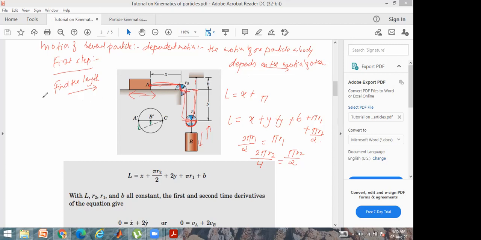Since I can write L equals x plus pi r2 by 2 plus 2y, y plus y, 2y plus pi r1 plus b. Now I differentiate with respect to time, that is dl by dt. So dl by dt will be equal to 0. This implies 0. dx by dt is x dot, plus this will be constant, so 0, plus 2y y dot, plus pi r1 times 0 plus b. Hence 0 equals x dot plus 2y dot.